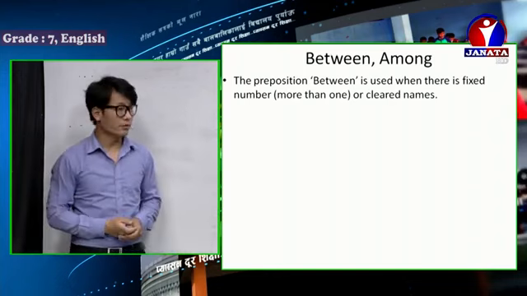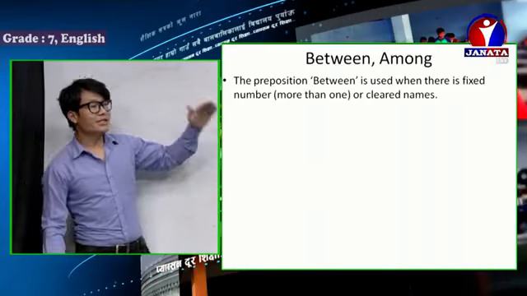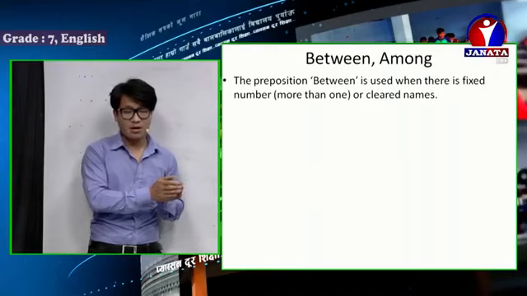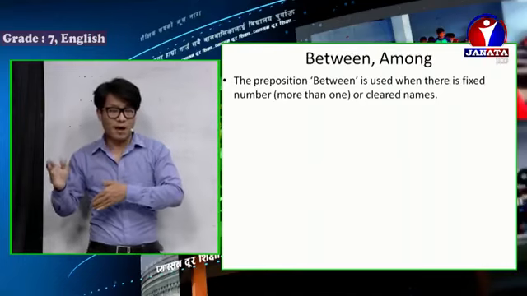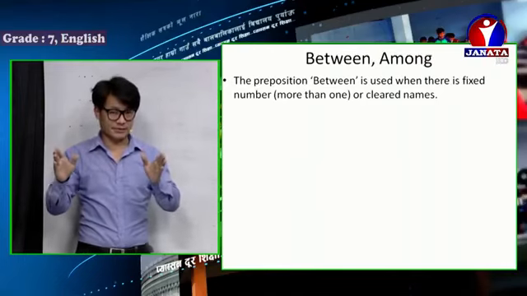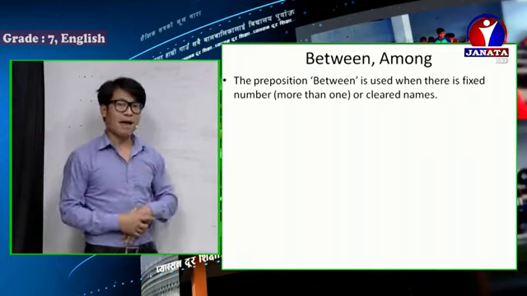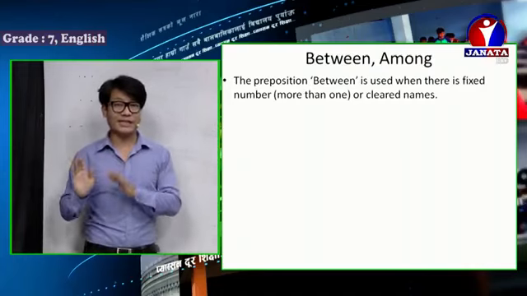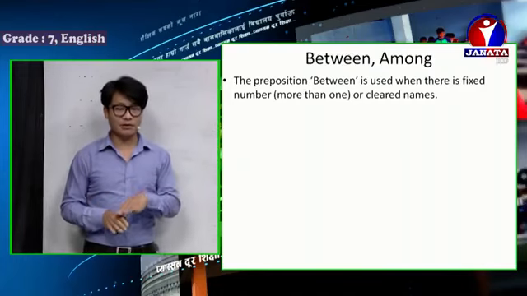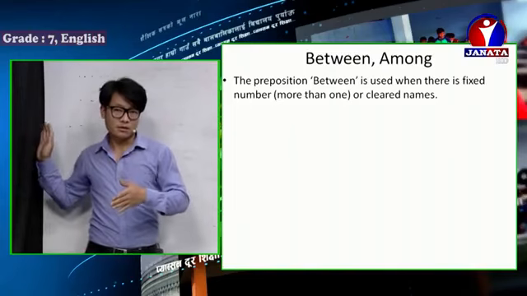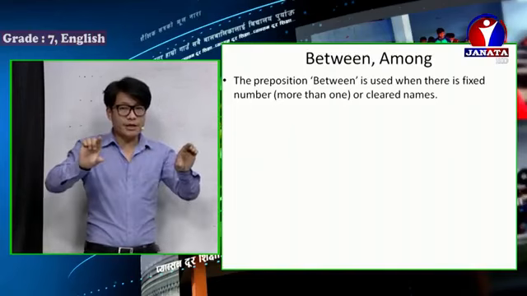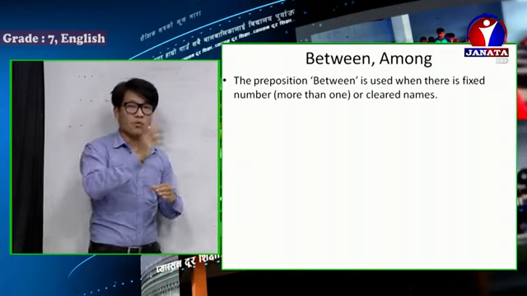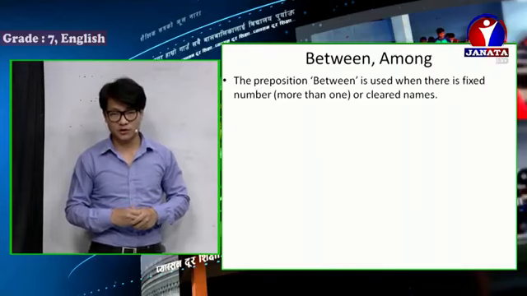Now let me clear it up for you. The preposition between is used when there is a fixed number, and the number should be more than one, or clear names. Okay, it doesn't matter whether it's 3, 4, 500,000, millions, but the number should be clear. And there can be names also: Ram, Sam, Gita, Hari, and Sarita. Names should be clear, numbers should be clear. Then at that moment you can use the preposition between.